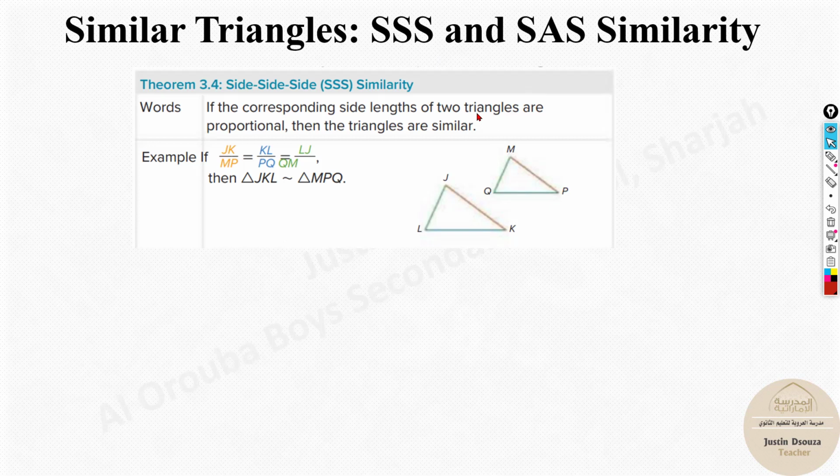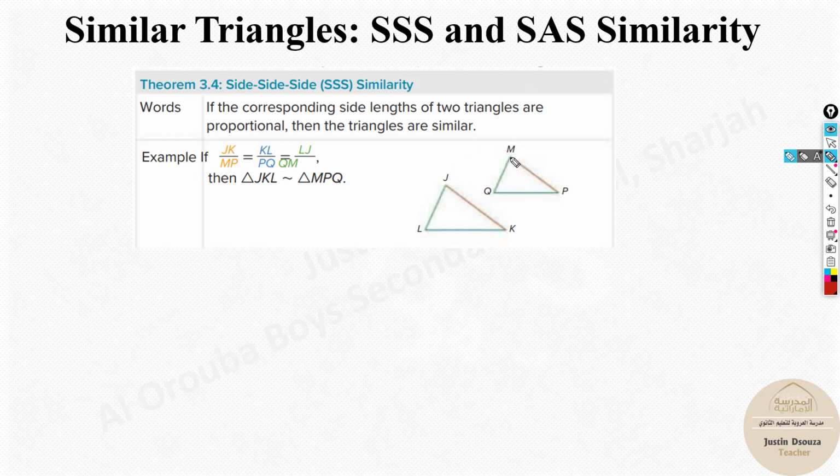Look at this. The first one is side, side, and side. What does it mean by SSS? Does it mean all sides are congruent? Partially true, but they don't need to be all congruent. You can see these two triangles, right? Over here, the proportionality between the sides must be the same.